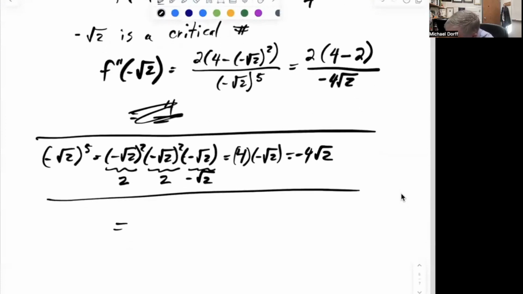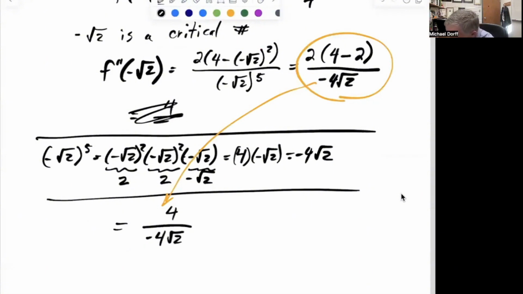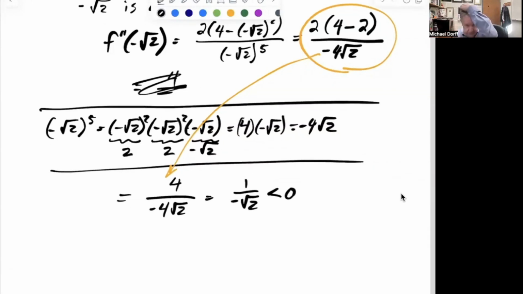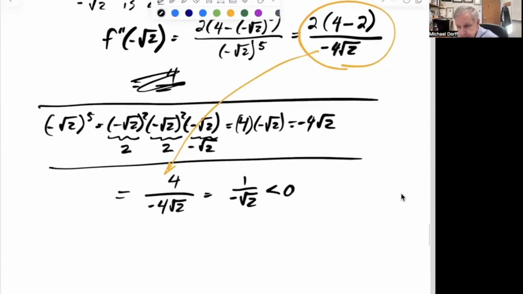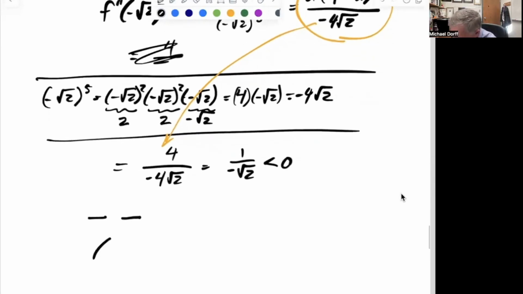So now I've got 2 times 2, so I have 4 on the top over negative 4 square root of 2. I can simplify that, but really what's important is whether it's positive or negative. That's going to be negative. So what happens if the second derivative is negative and the first derivative is zero at a critical number? Negative, a frowny face. In that case, since the first derivative is zero at a critical number, it's going to be a local max. There's a local max at x equals negative square root of 2.